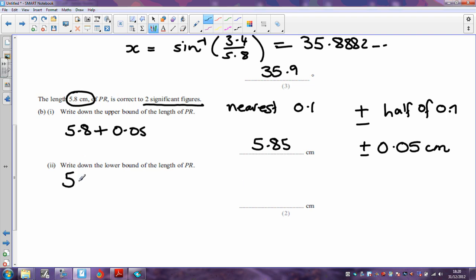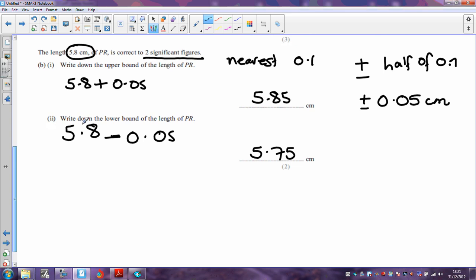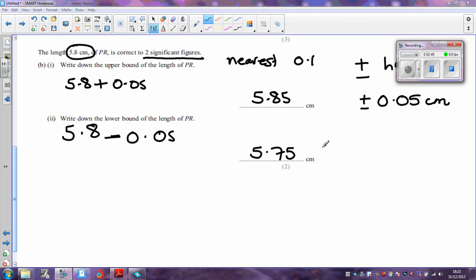The lower bound then is easy to understand. We're going to do 5.8 take away 0.05, in other words, 5.75 centimetres. Okay, when you're finding your upper and lower bounds, you're never going to have a recurring decimal as your upper bound, so don't fall into that.